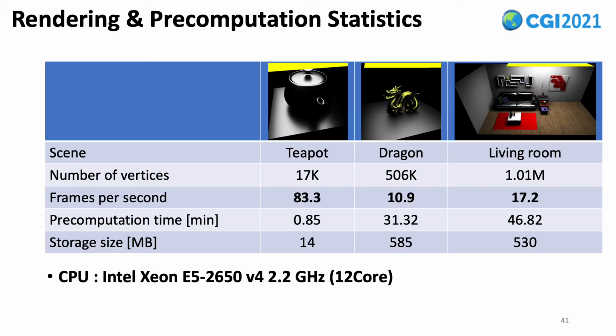Now I would like to show some results. This slide shows the statistics of BSPVTs for 3 scenes including the number of vertices, rendering frame rates, the precomputation time, and the storage size. Our method achieves about 11 to 83 FPS in these scenes. The precomputation times for BSPVTs are less than 50 minutes, and the storage sizes for BSPVTs are less than 600 megabytes in these scenes.